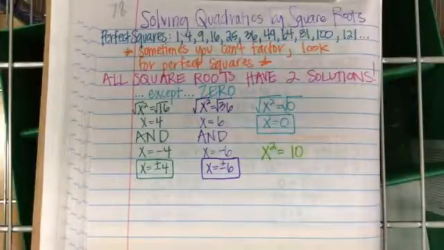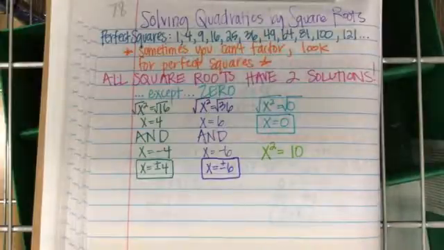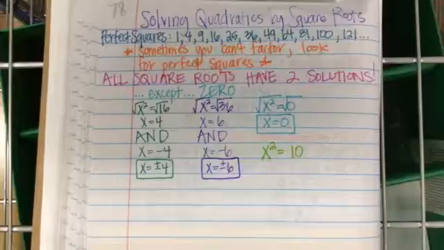What if it said x squared equals 10? Is that a perfect square? No. So you're going to have to use what to find the square root of 10? Calculator. A calculator, do it. Okay, I'm doing it right now. So round to the nearest hundredth.